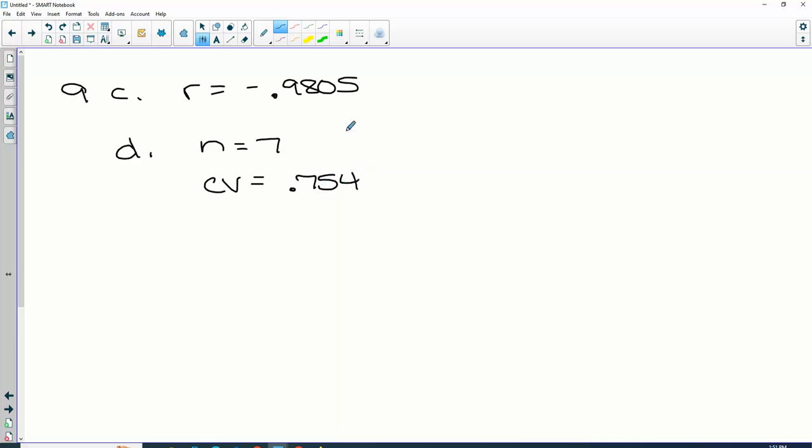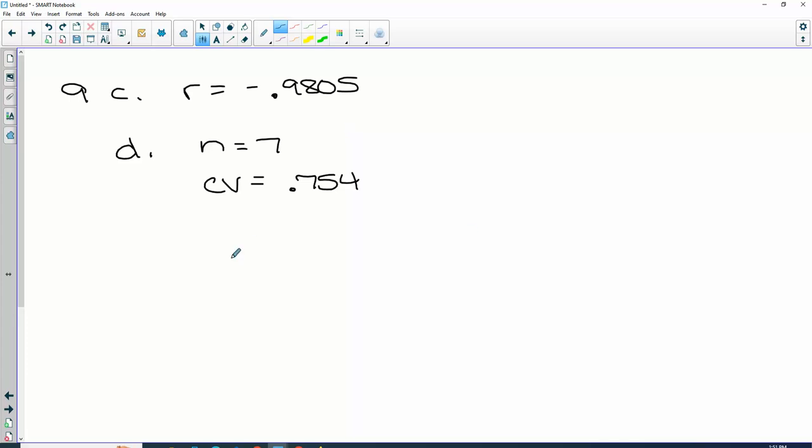So on the test, if I tell you to use table 2, I'm going to expect you to write down the critical value. If you don't, I'm going to assume that you really didn't look it up on the table. So please, if you're looking it up, write that down.